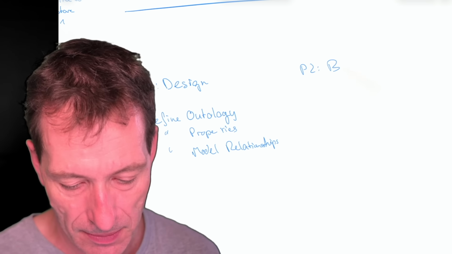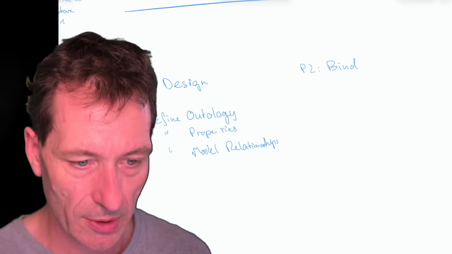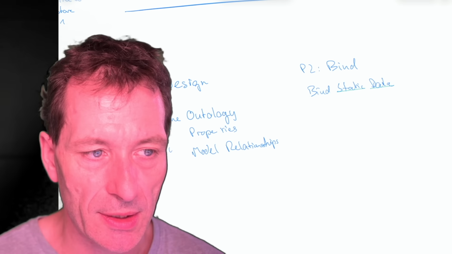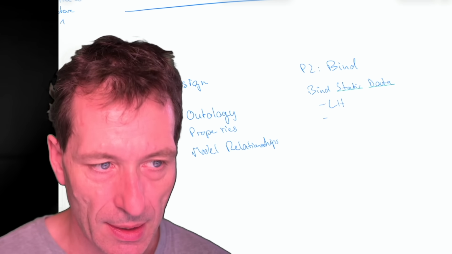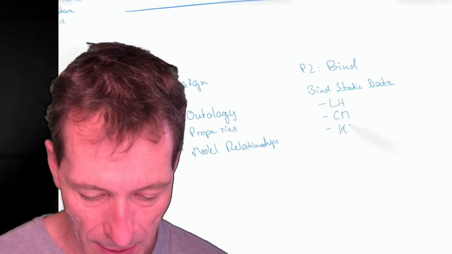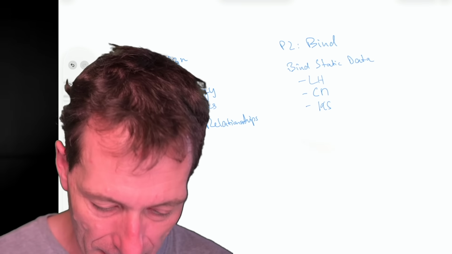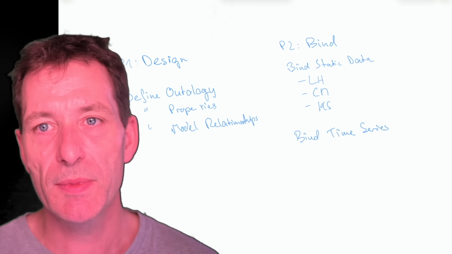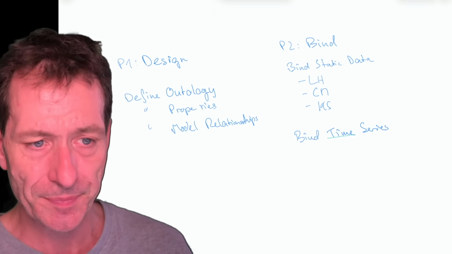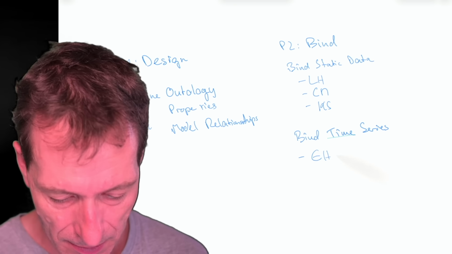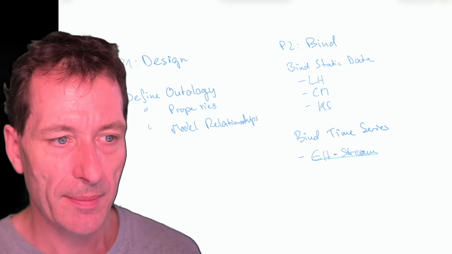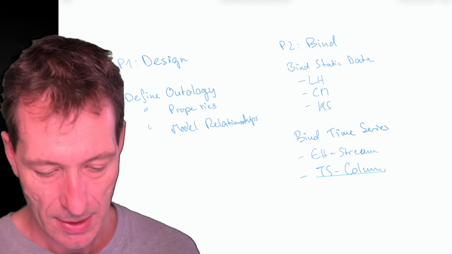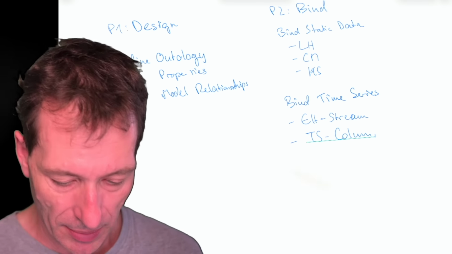Phase two means bind. Bind means combine your data with your ontology model. First, you bind your static data. Bind your static data like Lakehouse tables, like column mapping, and like key selection, foreign and primary keys. Next thing is bind time series. Bind time series means that you bind your time series data like Eventhouse streams, like timestamp columns, and like value columns. And the third step in phase two bind is bind relationships.